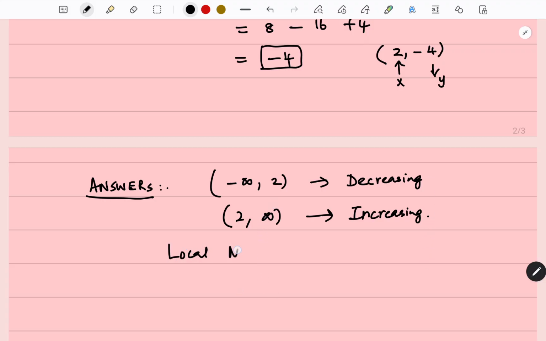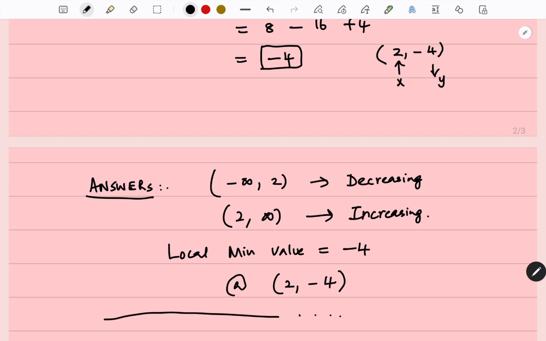Okay. Right. And where is the local minimum value? So local minimum value is equal to minus 4. But at which point? The point is 2 comma minus 4. That's it. So that's all this question.